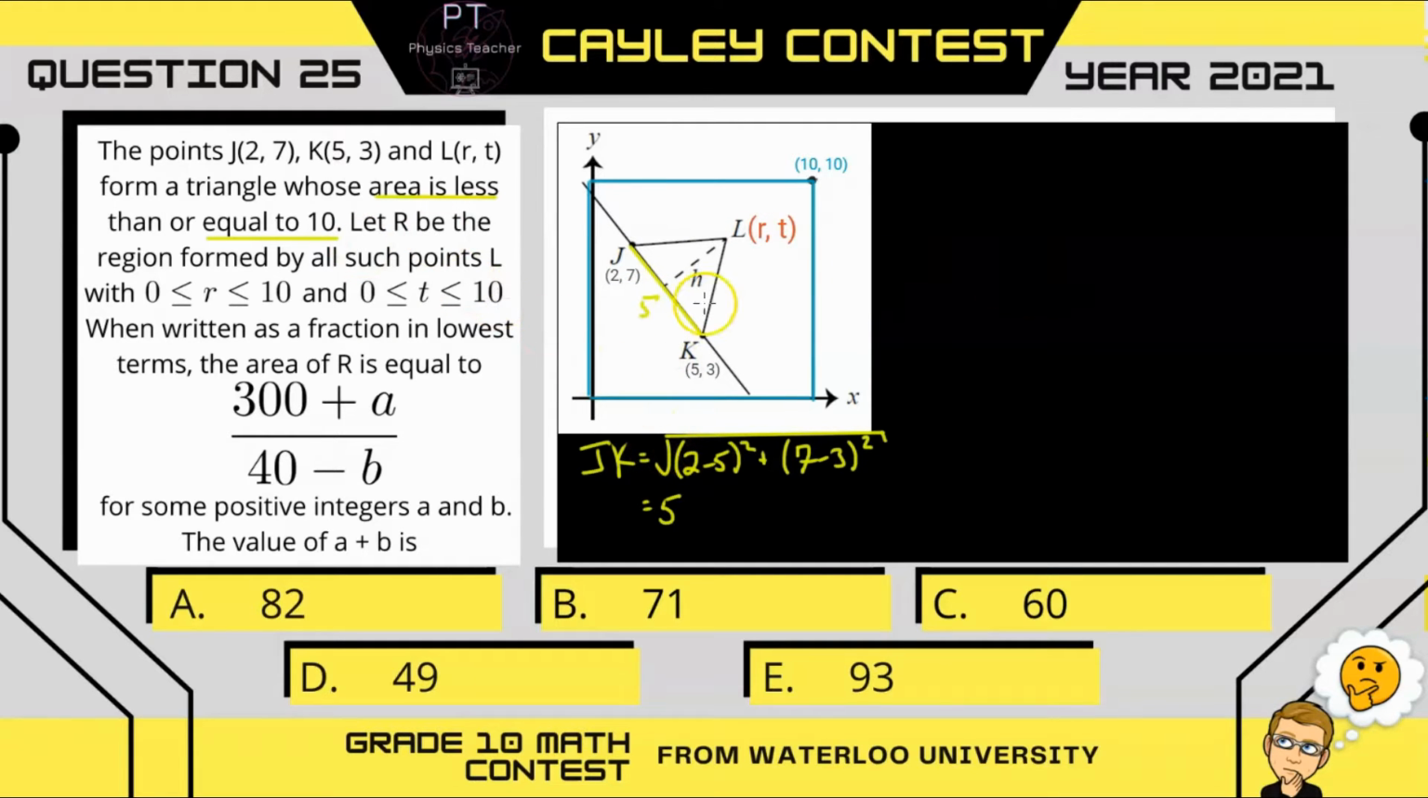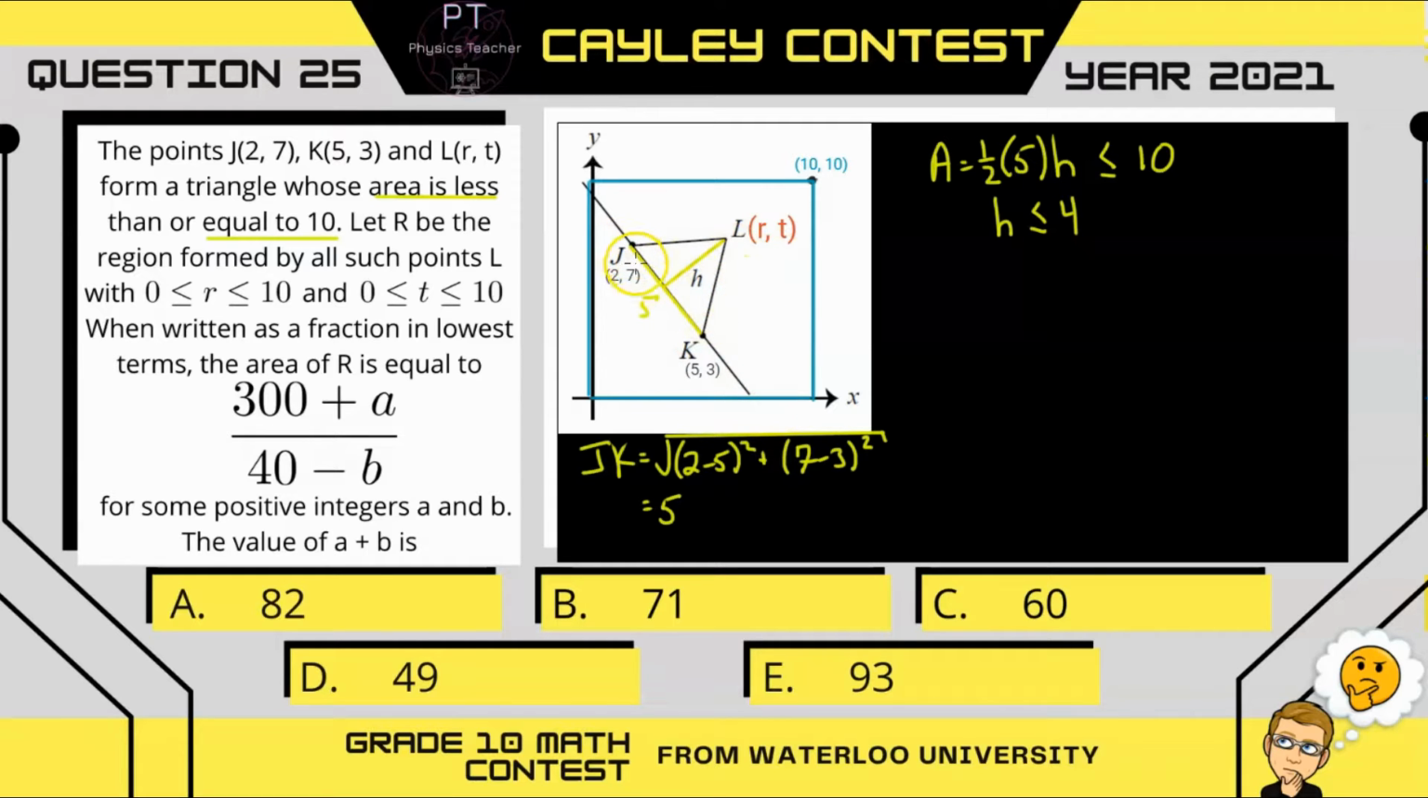This means that the area of this triangle would be 1/2 base, which would be 5, times the height, which would be h, and this must be less than or equal to 10. While rearranging for this, we can figure out that h must be less than or equal to 4. So that's our starting point right there. This value h, or the height of that triangle, must be less than or equal to 4.